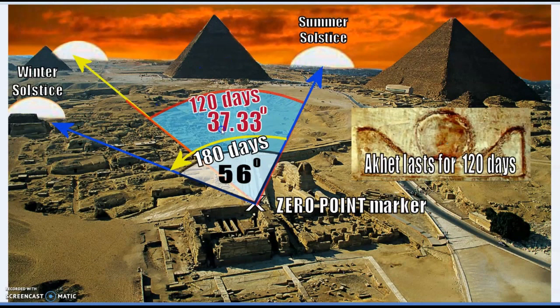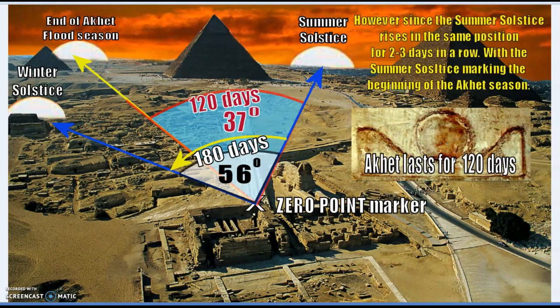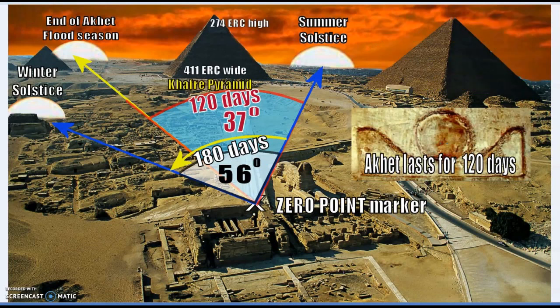120 days is just off the base number, 37.33, but if you include exactly what point in the solstice do you begin counting, the beginning, the middle, or the end, again there's a 2 to 3 day period. So better would be with the summer solstice, so you'd get 37 degrees because you have that 2 to 3 day period.